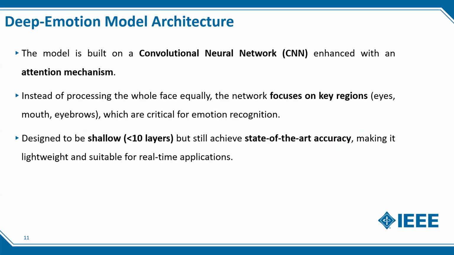The model is built on a convolution neural network enhanced with the attention mechanism. So instead of processing the whole face equally, the network focuses on key regions, eyes, mouth, and eyebrows, which are crucial for emotion recognition. The model is shallow. It contains less than 10 layers, but it still achieves state-of-the-art accuracy, making it lightweight and suitable for, actually we tried to embed this into real-time hardware. Okay.